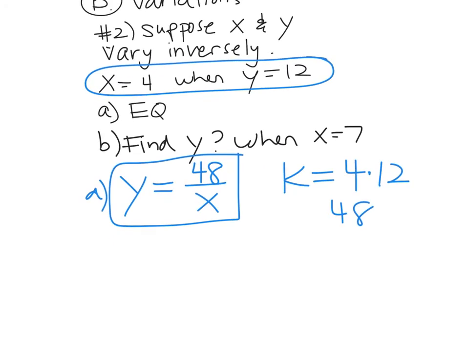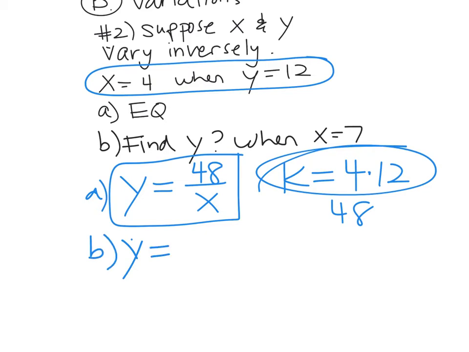Part B is now, let's... See, inverse variation is y equals k over x. K is equal to x times y. It's their product. So we plug in 48. Now, let's go ahead and find out what y is. This is part B, when x equals 7.